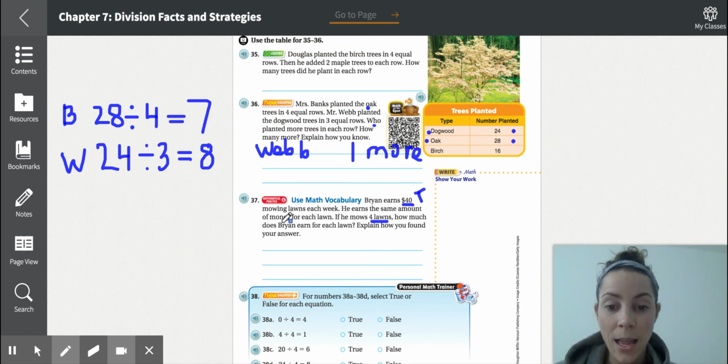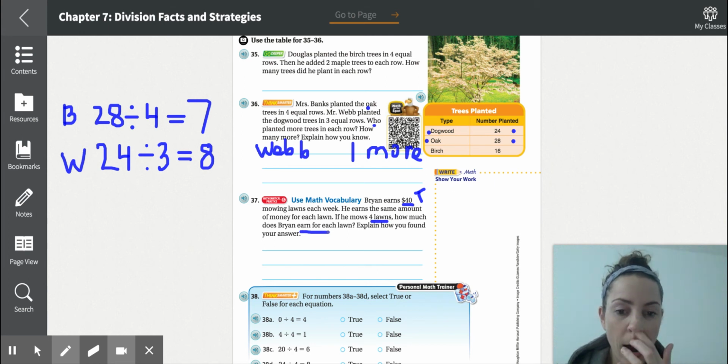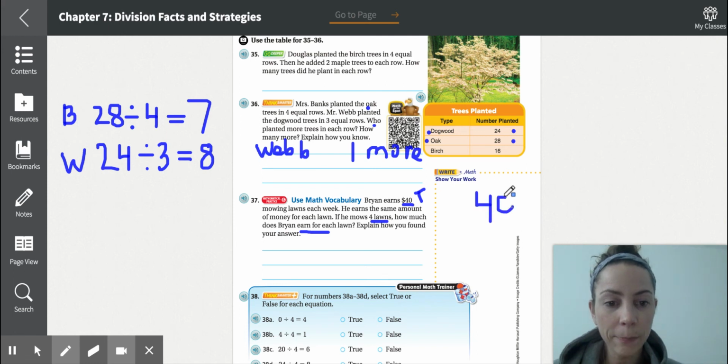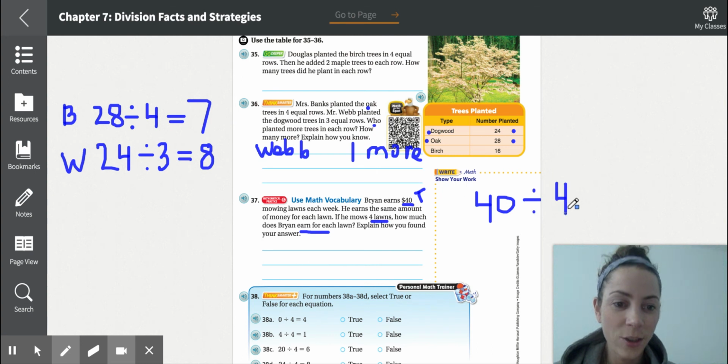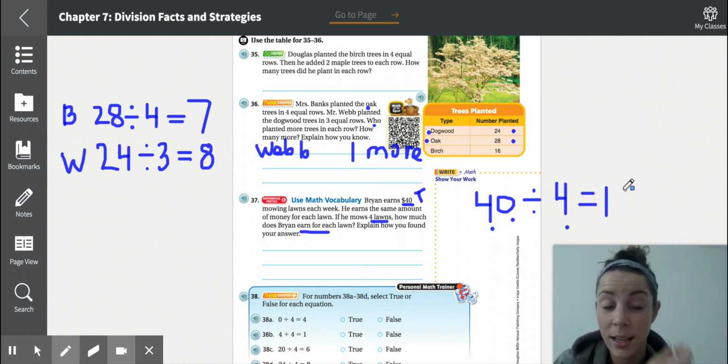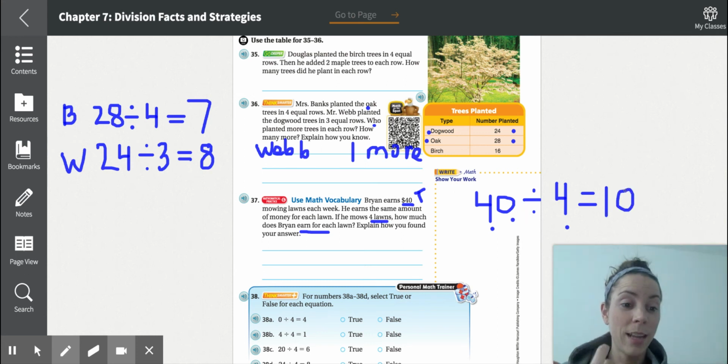Okay, and then we're trying to figure out how much he earns each time he goes and mows the grass. For me, that would make me think of 40 divided by 4, right? Some of you have already figured out that trick, but I'm noticing since this is the same number as this and there's a 0, it's probably 10 each time, right? 10, 20, 30, 40.